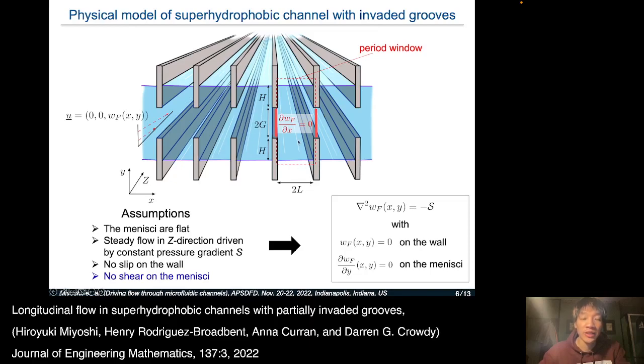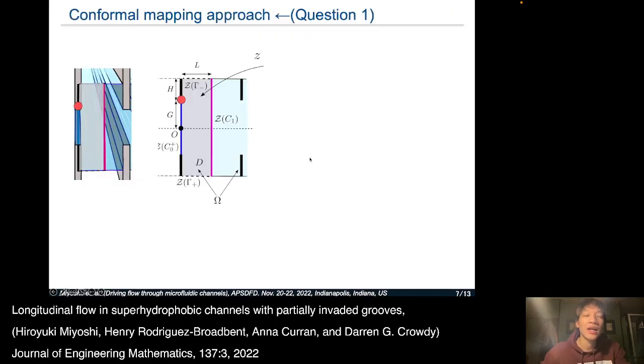Because of the periodicity, dWF over dx equals 0 between the gaps. I will use this boundary condition in the last slide, so please remember this boundary condition. Now I'm going to talk about how to solve the flow by using the conformal mapping approach.